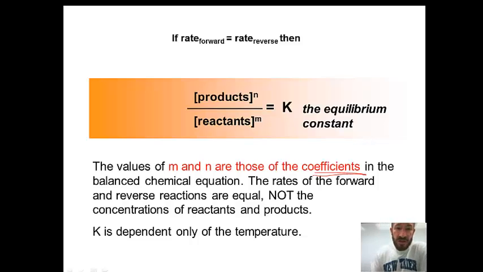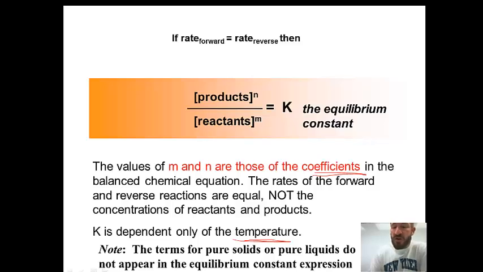The rates of the forward and reverse reactions are what is equal. The concentrations are not equal. Now, a couple important things. I keep emphasizing this. K is dependent only on the temperature. So temperature is what it's dependent on.